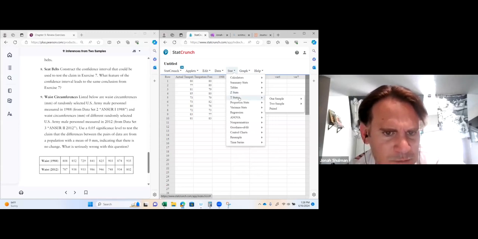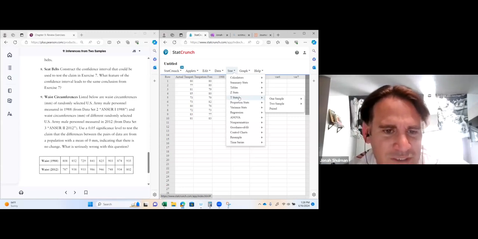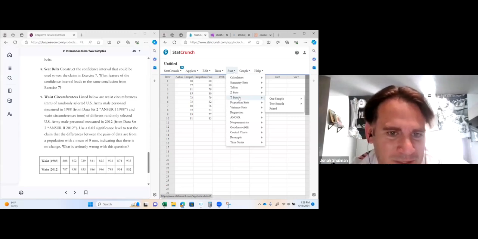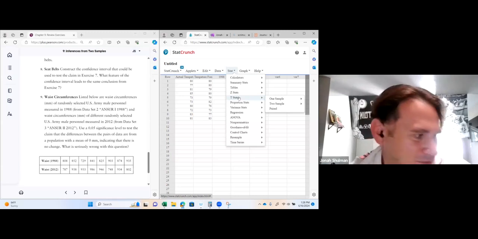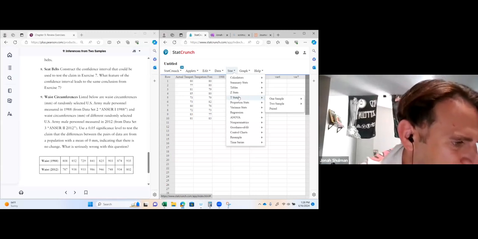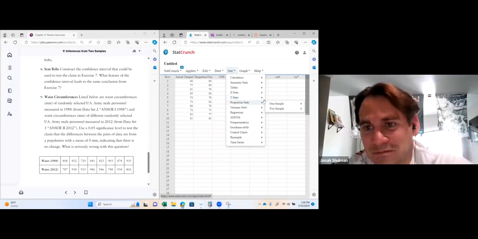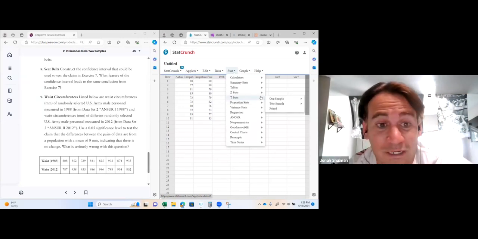So before we do this, we go to T-stats and we just want to say test the claim: the difference is the claim, with a mean of 0. There is no change. Okay. What is seriously wrong with this question? Well, you're using different guys. They just want to know what's seriously wrong. They're not matched in a meaningful way. Okay, whatever. That's what they think is wrong with it. I'm going to test it though.